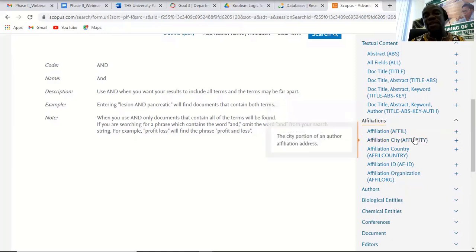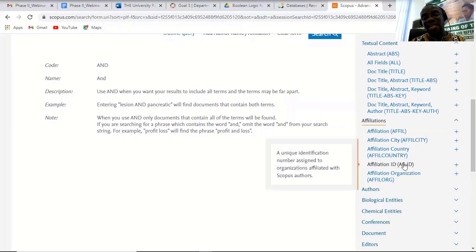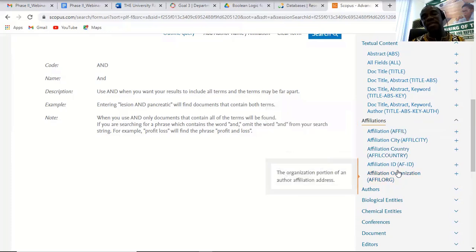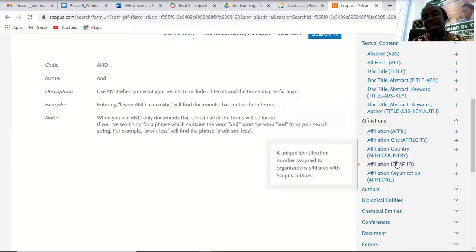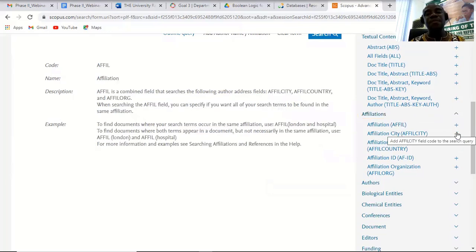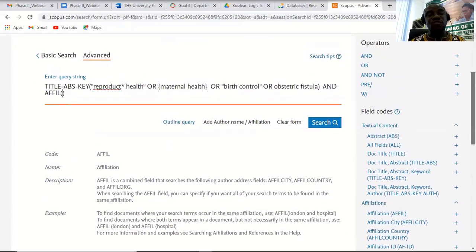There are several other affiliations: affiliation city, affiliation country, affiliation ID, everything. But now we are only interested in the affiliation. This one says it's a combined field that searches the following author address fields, affiliate city. So you see, affiliate here will take care of all these instead of us specifying any one of these. So I'll use the affiliate. I use the plus sign here. And if I go back there, it opens the bracket for me to type the affiliation.